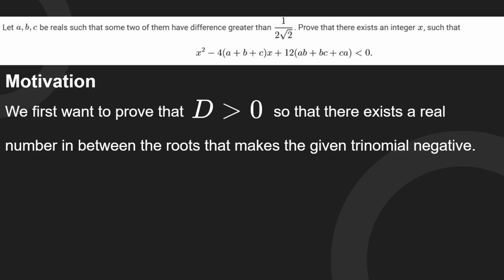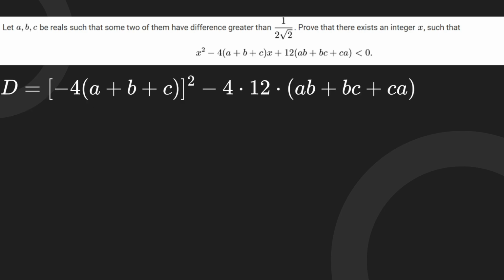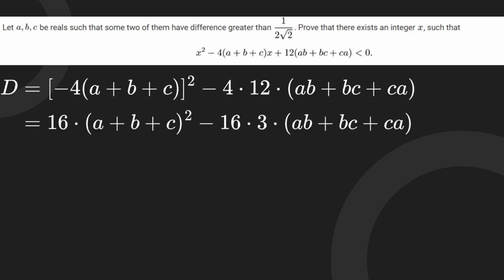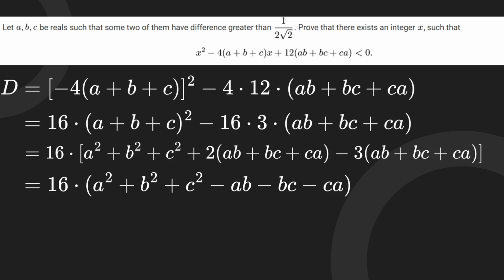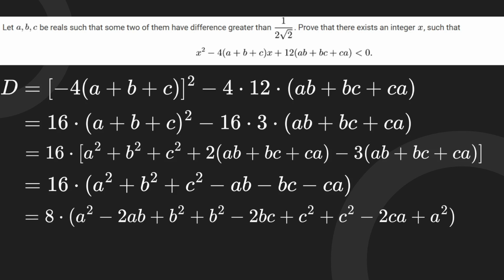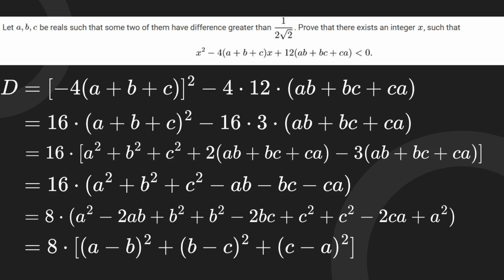So, let's calculate the discriminant. D equals minus 4 times (a plus b plus c) squared minus 4 times 12 times (ab plus bc plus ca), equal to 16 times (a plus b plus c) squared minus 16 times 3 times (ab plus bc plus ca), equal to 16 times (a squared plus b squared plus c squared plus 2(ab plus bc plus ca) minus 3(ab plus bc plus ca)), equal to 16 times (a squared plus b squared plus c squared minus ab minus bc minus ca), equal to 8 times ((a minus b) squared plus (b minus c) squared plus (c minus a) squared).